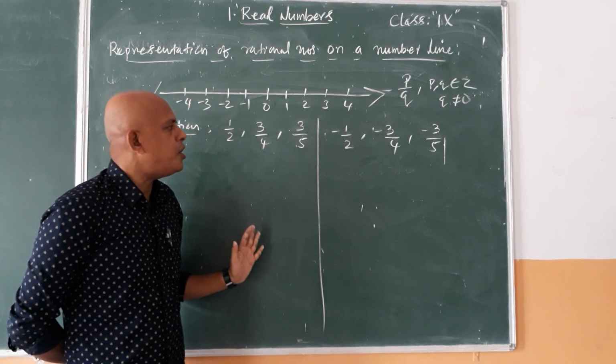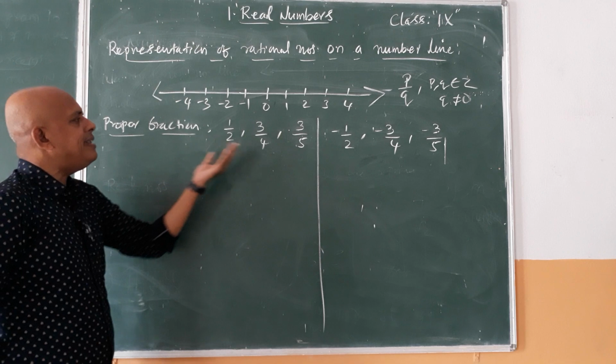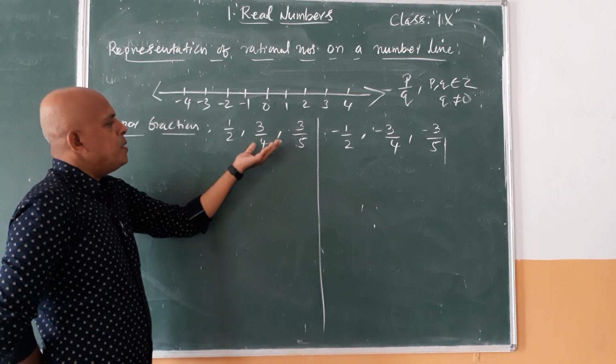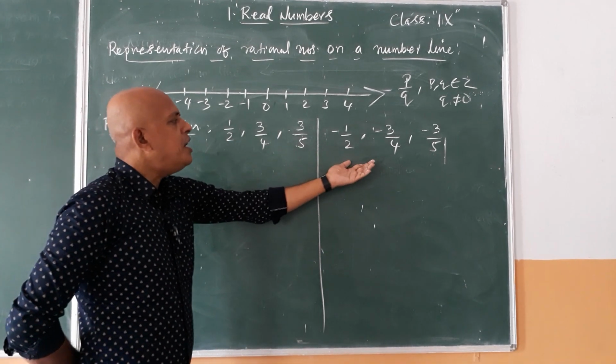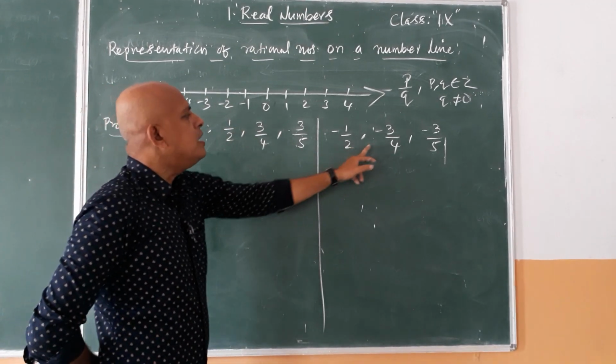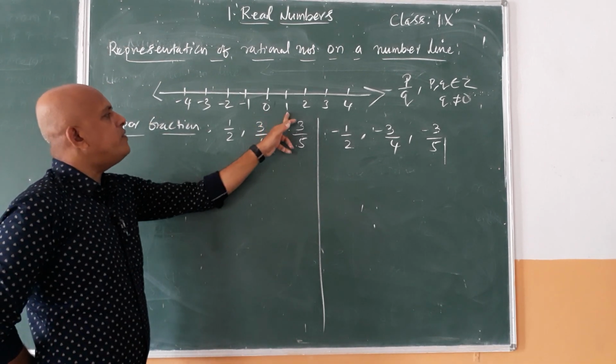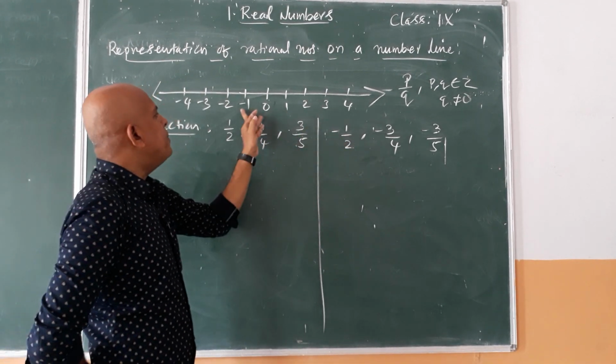This is very important to avoid confusion here. Let us see how to represent these numbers. I have taken 3 examples which are positive rational numbers and 3 which are negative rational numbers. Here the numerator is less than the denominator. Here also the numerator is less than the denominator. These numbers lie between 0 and 1. These numbers lie between -1 and 0.